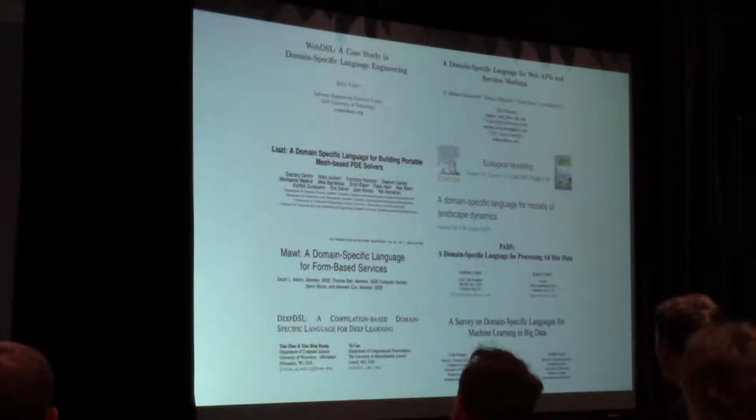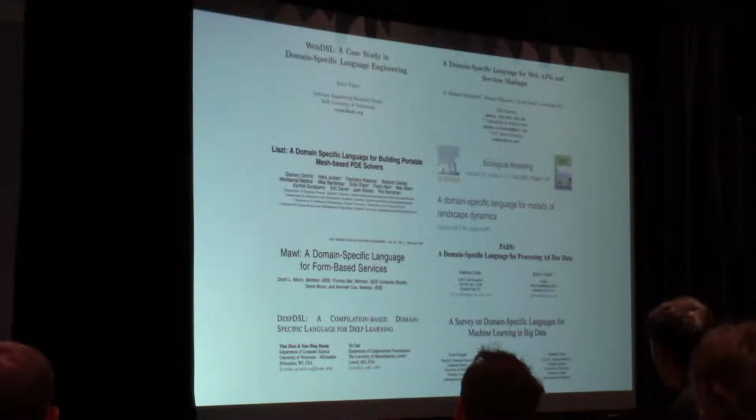In fact, if you go to Google Scholar and type in domain-specific language, you can pull all these papers off the first or second page. And they do all kinds of stuff. My favorite here is a domain-specific language for models of landscape dynamics. I don't know what landscape dynamics are, but it sounds pretty interesting. And the great thing about this field is you can do it in any context. If fashion changes, you just do a different domain-specific language.